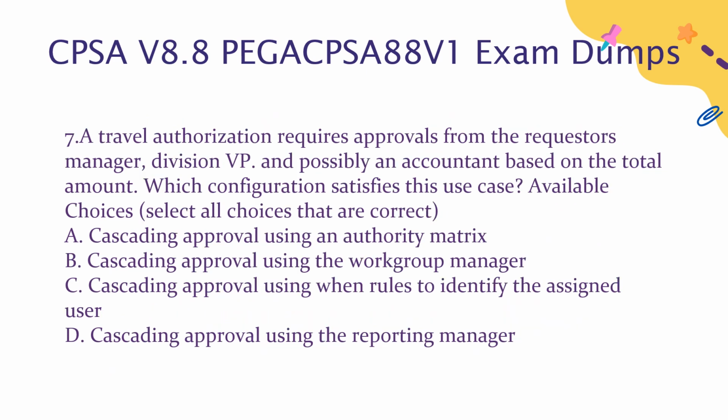7. A travel authorization requires approvals from the requester's manager, division VP, and possibly an accountant based on the total amount. Which configuration satisfies this use case? Available choices. Select all choices that are correct. A. Cascading approval using an authority matrix. B. Cascading approval using the workgroup manager. C. Cascading approval using when rules to identify the assigned user. D. Cascading approval using the reporting manager.